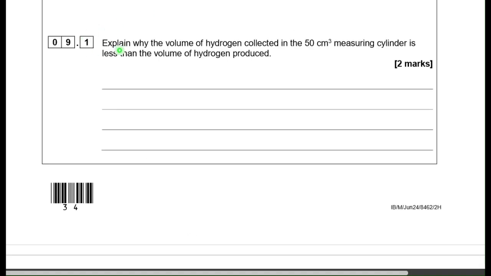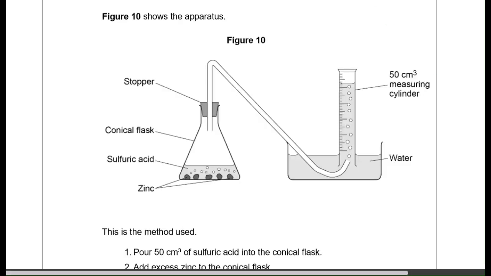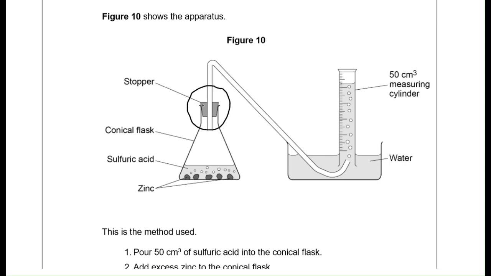9.1. Explain why the volume of hydrogen collected in the 50 cm cubed measuring cylinder is less than the volume of hydrogen produced, and this is for 2 marks. Let's go back up to the diagram. Look at what the method said. We've got a stopper, so we're putting zinc in. Then as soon as we put that zinc into the acid, we've got to quickly get the stopper on. So some of the gas will escape.